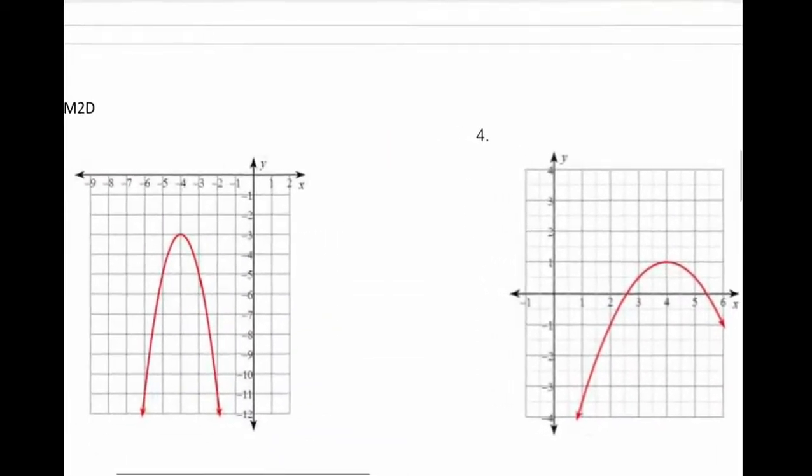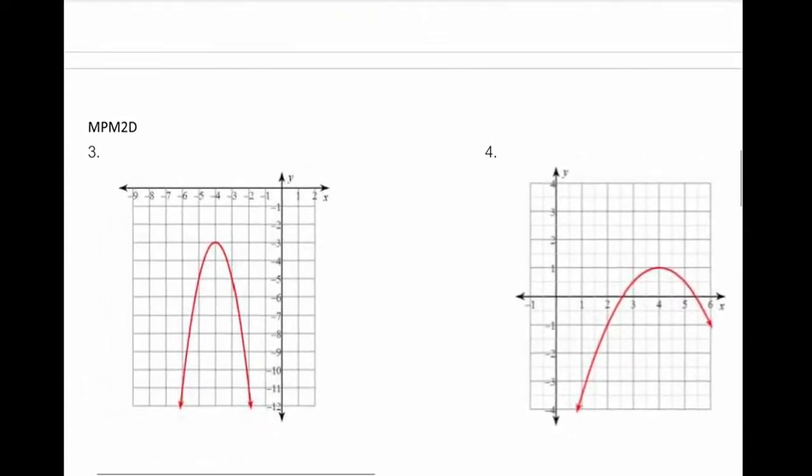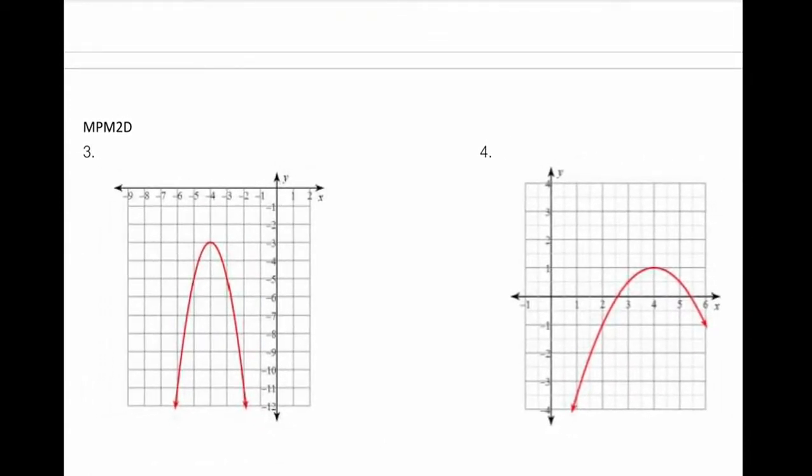So 3 and 4 are looking at the exact same thing. Right? So I'm going to suggest that you pause the video to try to do these two on your own. Again, find the vertex, find the step pattern to help you find that a value, and then plug it all into that general form. So I'm going to pause the video for a second, and then you're going to try this on your own.